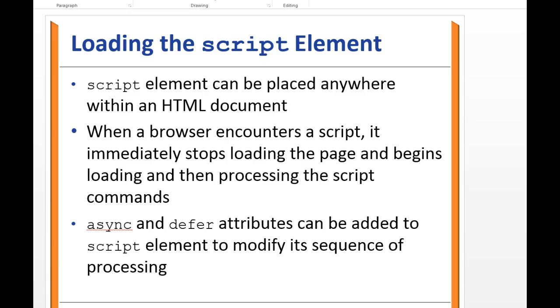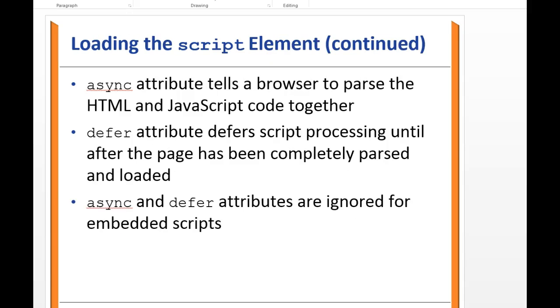So we can actually modify the sequence by adding the async or defer attributes to our script. The async attribute basically tells the browser to parse the HTML and JavaScript code together. The defer attribute, however, defers script processing until after the page has completely parsed and loaded. Both of these can be ignored if you are using an embedded script.